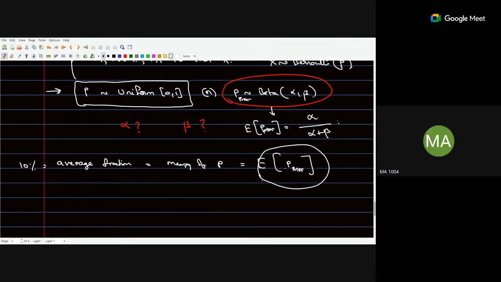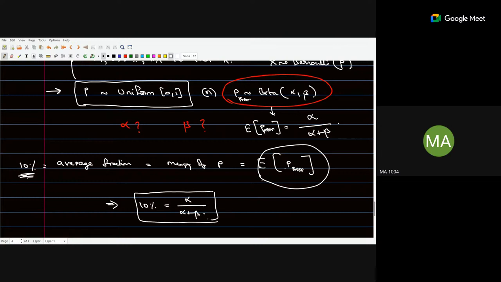Alpha by alpha plus beta, that's it. And from previously I know that this actually equals 10%, right? From the previous machines I came to know that this is actually 10%, and from here I know that this mean is alpha by alpha plus beta. So what I will simply get is this 10% equals alpha by alpha plus beta.